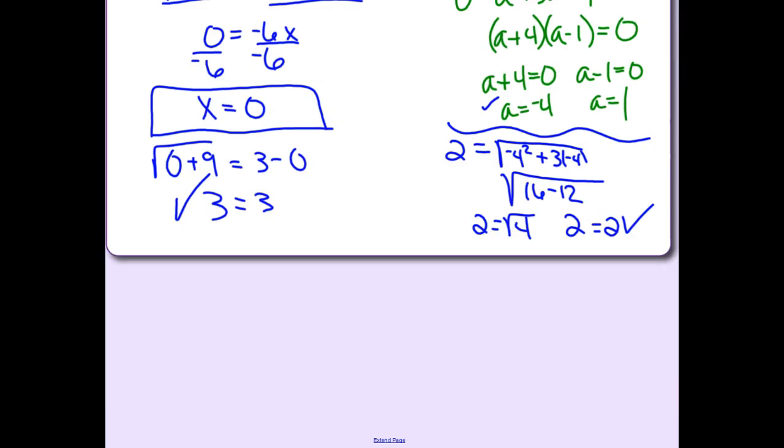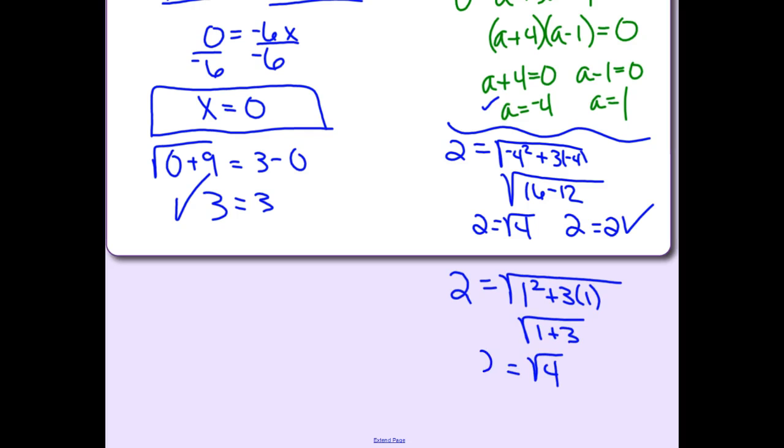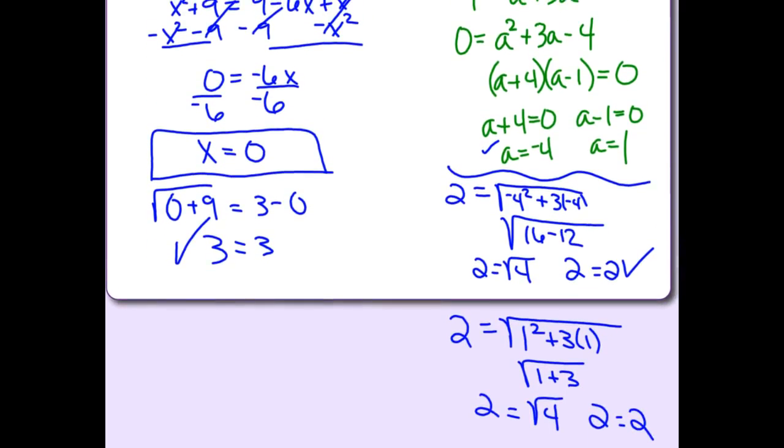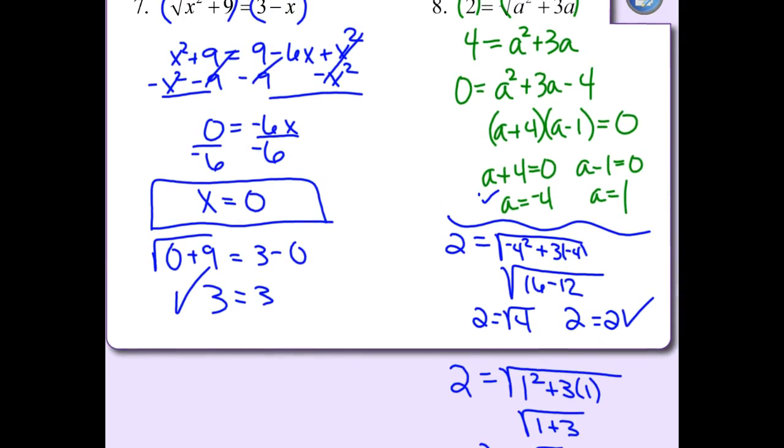Now we've got to try a equals 1. So we've got 2 equals the square root of 1 squared plus 3 times 1. Well, that's going to give me the square root of 1 plus 3. The square root of 4 equals 2. And once again, 2 equals 2. So on this equation, both answers are going to be accepted. So we would say a equals -4 and a equals 1.